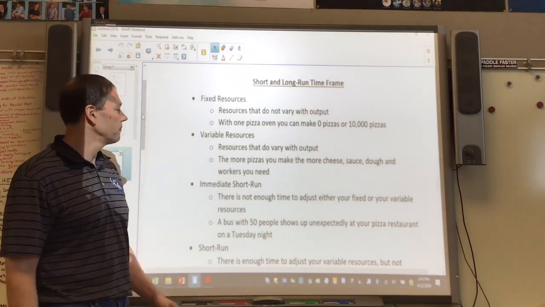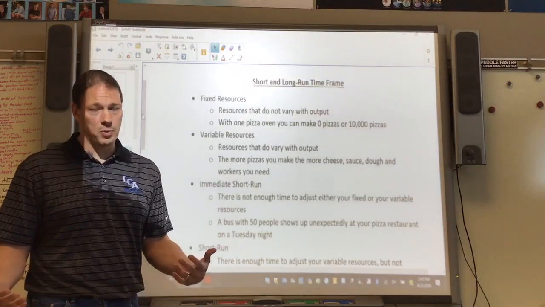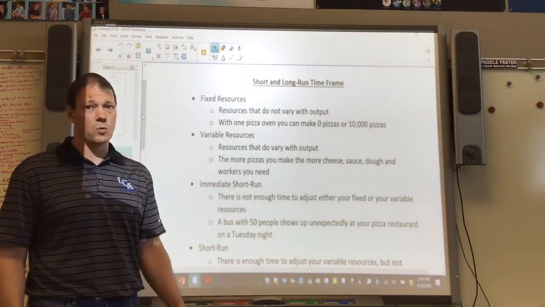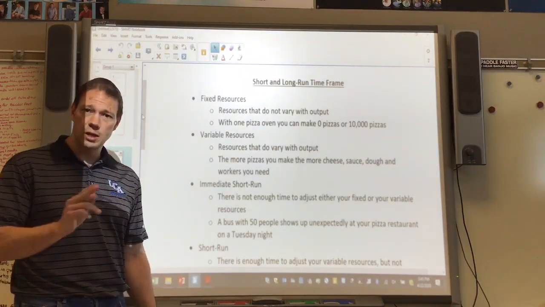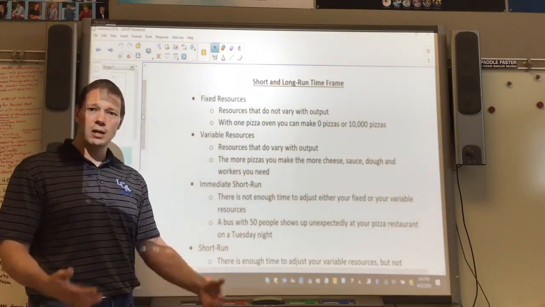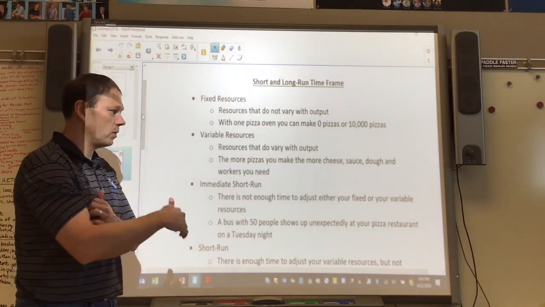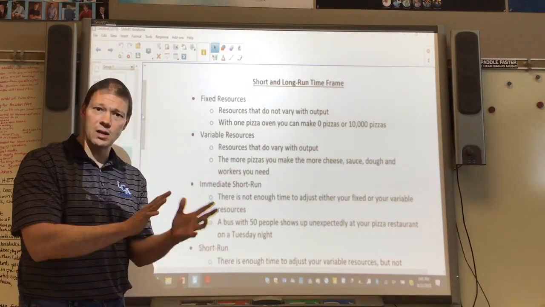It does not change. Variable resources are just what they sound like. They do vary with output. So if you want to make more pizzas, guess what? You need more cheese, more dough, more sauce, more workers, more electricity, you need more of all these things. And so the more pizzas you make, these things will increase. So that's the difference between fixed and variable.